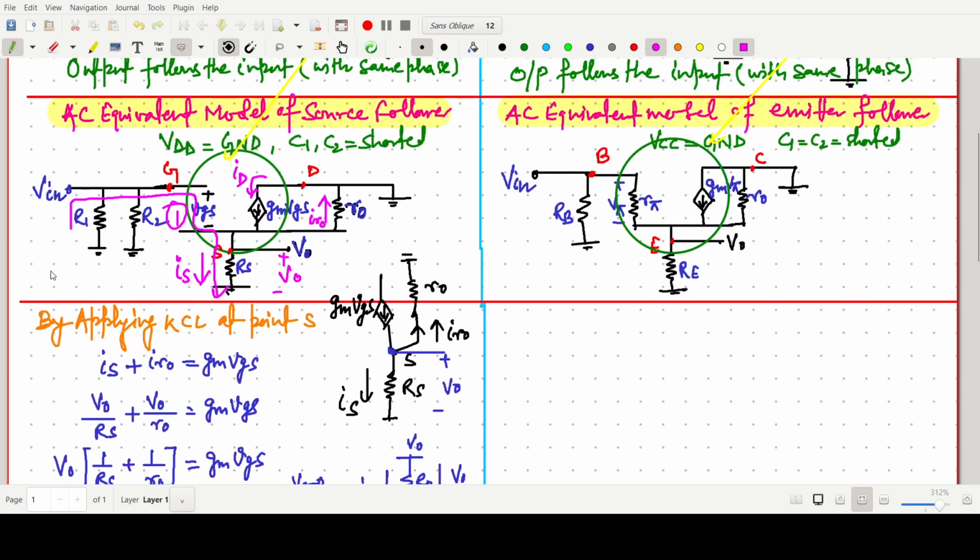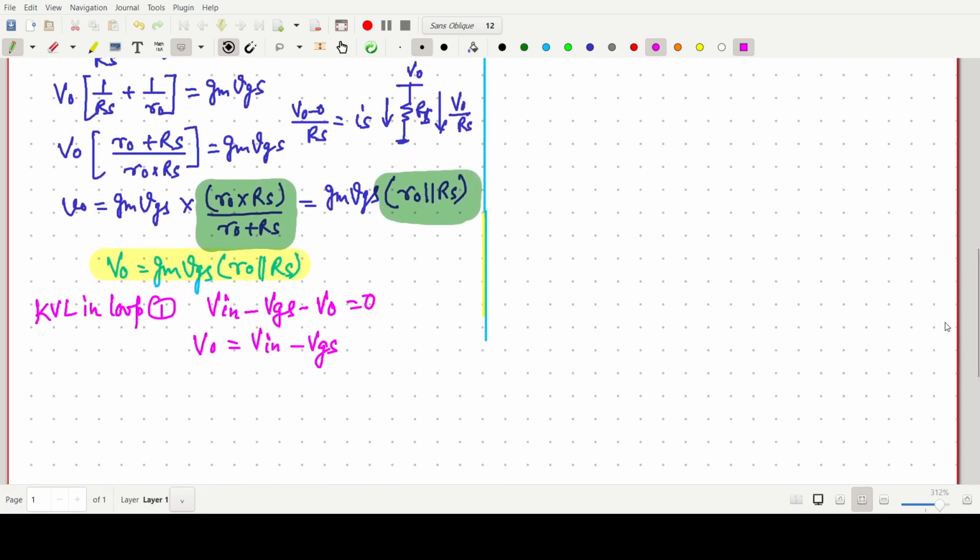Because if this potential is V in, then minus VGS minus V naught equals 0. So the same equation I have written here. Then after, V naught is there, V in is there, and VGS. So we can replace the value of VGS: V naught equals V in minus gm V naught, R naught parallel with RS. Okay.